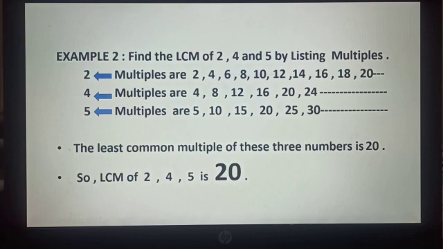Multiples of 4 are 4, 8, 12, 16, 20, 24 and so on. Multiples of 5 are 5, 10, 15, 20, 25, 30 and so on. The least common multiple of these three numbers is 20. So, LCM of 2, 4, 5 is 20.